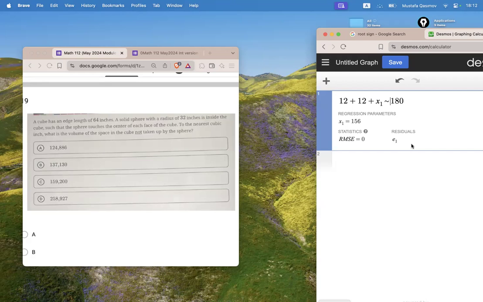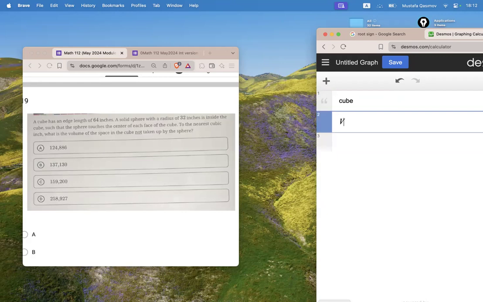Okay, here it says that we have a cube and it has an edge length of 64. For a cube, volume is equal to a cube. So it means that it is equal to 64 cube.